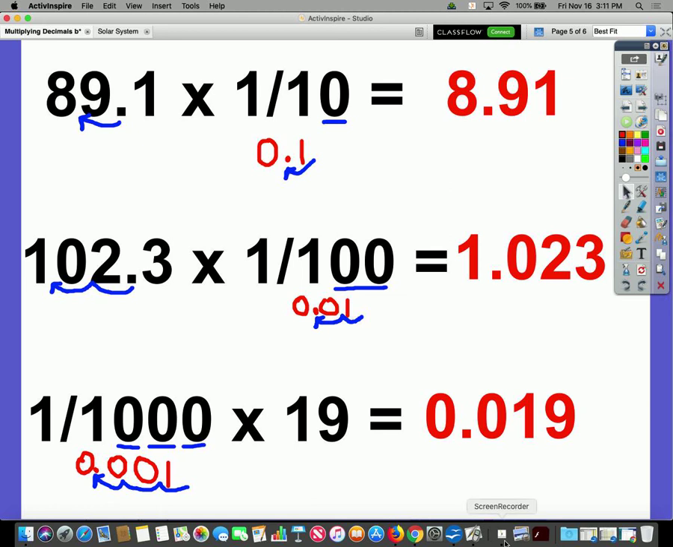So that's how you multiply by a power of 10 that's either a fraction or a decimal. You move it to the left.